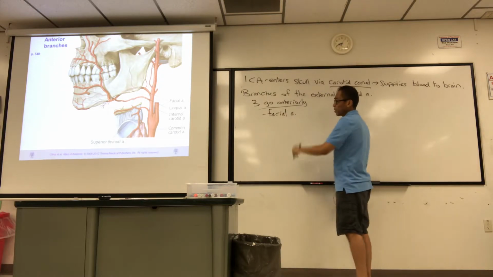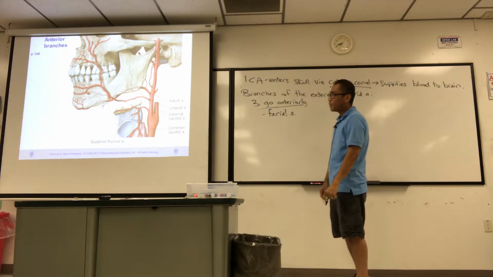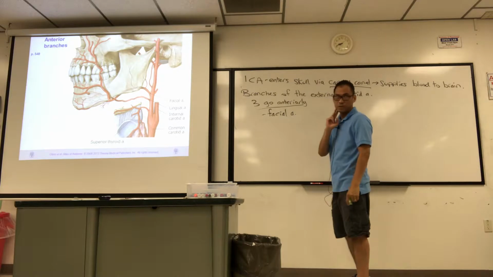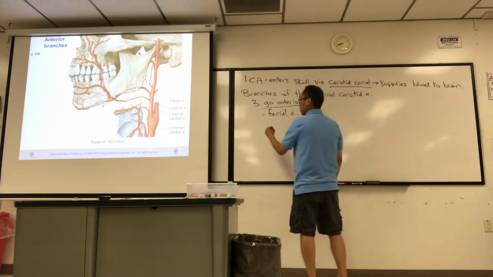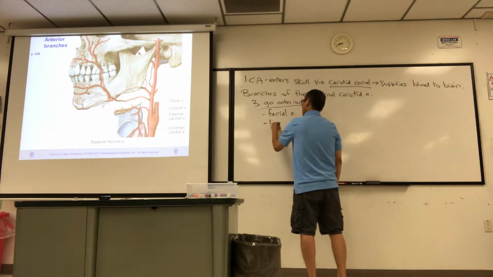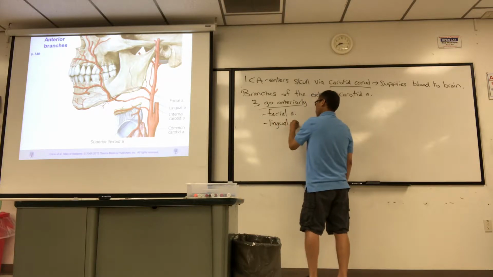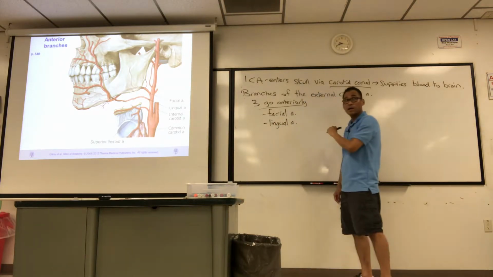Facial artery, see where it's coursing along the jawbone there? That's one where you could take a pulse. Facial artery. Does anyone know what lingual refers to? Tongue, yeah. Supplies blood to the tongue.